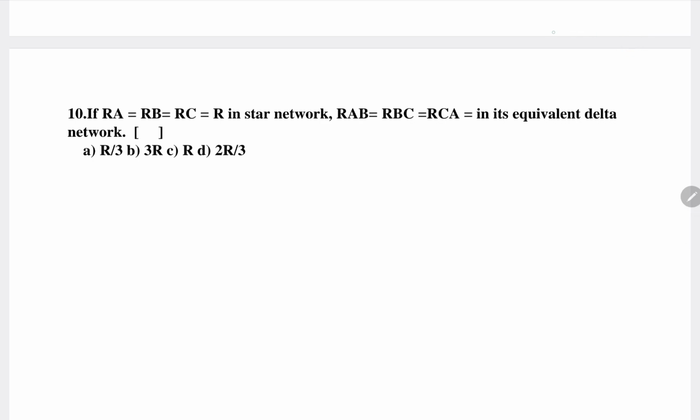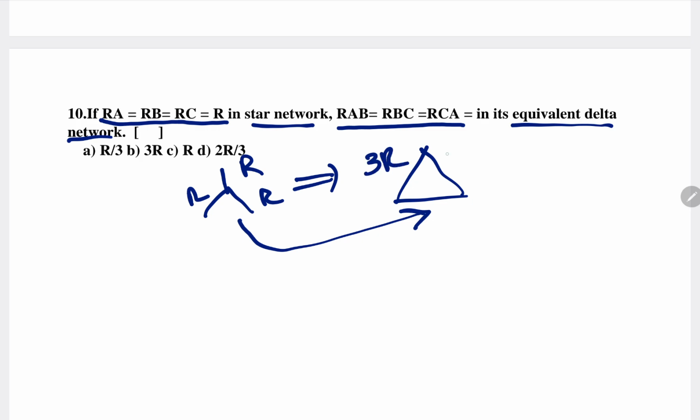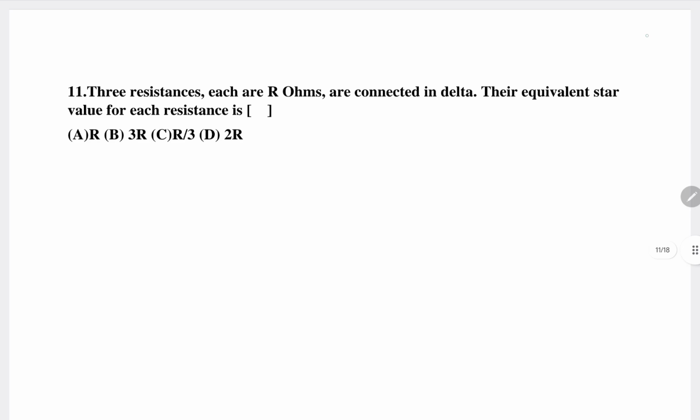Next, question. RA, RB, RC are R in the star network, and RAB, RBC, RCA in the equivalent delta network. So in star we have R, and they are asking for the delta network. So star to delta, weak to strong network, 3 times again, 3R, 3R. So the answer is B.